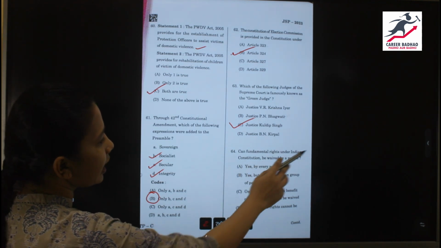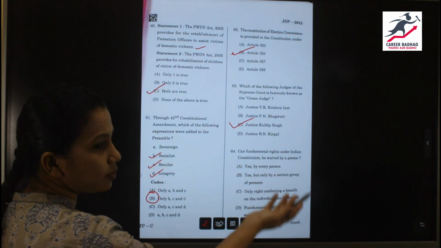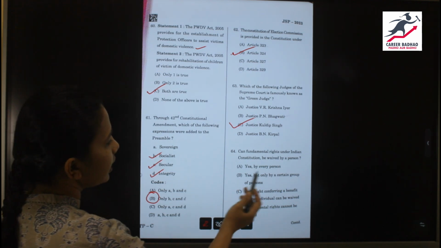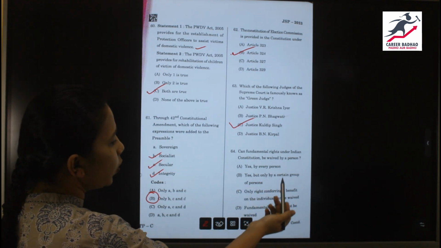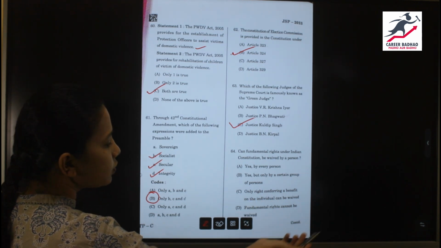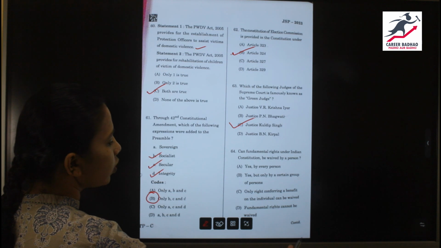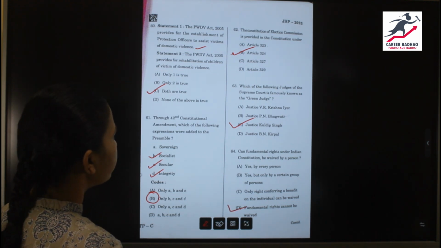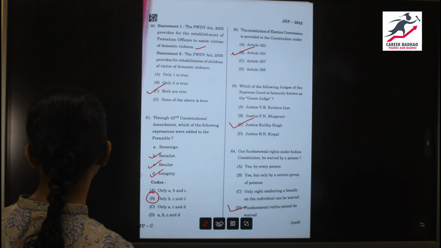Can fundamental rights under Indian Constitution be waived by a person? Can fundamental rights be waived by a person? Yes, by every person. Yes, but only by a certain group of persons. Only right conferring a benefit of the individual can be waived. Fundamental rights cannot be waived. So here the correct answer would be fundamental rights cannot be waived. Now let's move to question number 65.